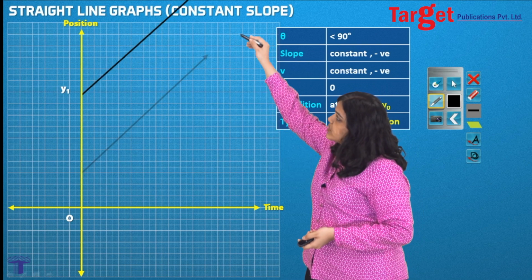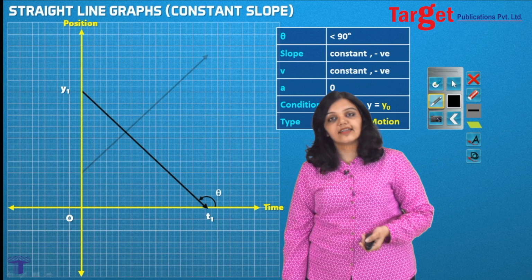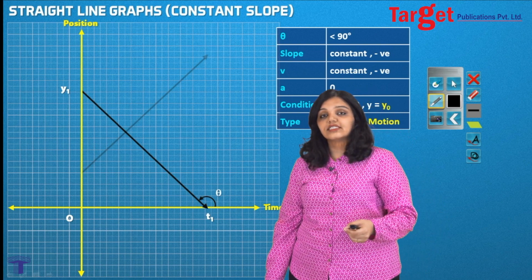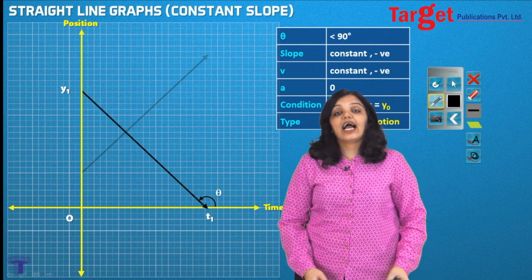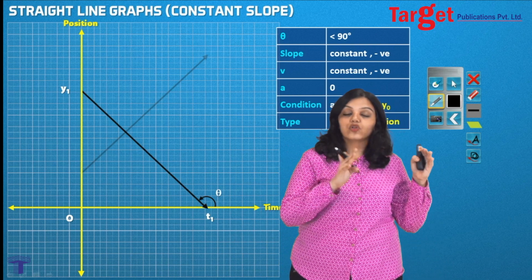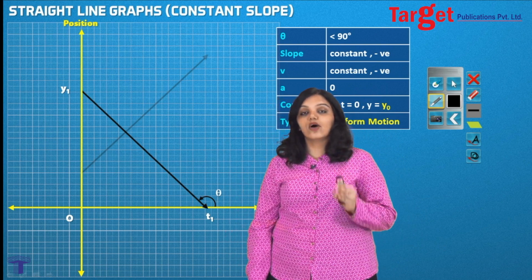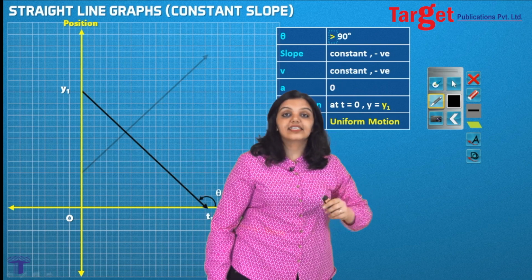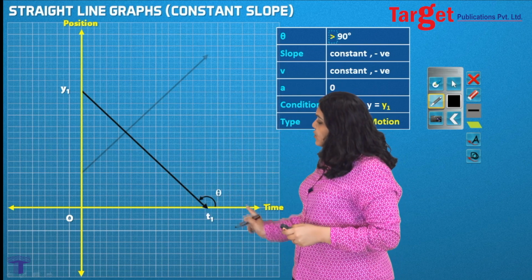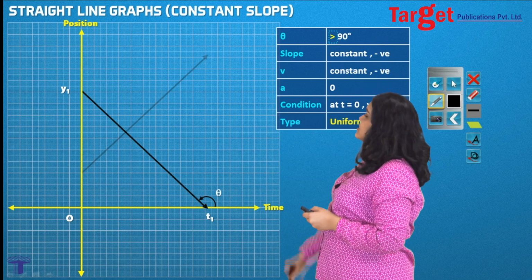What if I do this? Now you can see, is the graph still a straight line? Yes. Is the velocity still constant? Yes, because all straight lines have constant slopes and all position time graphs have the slope of velocity, and therefore in this case also the velocity is constant. But let's see what changes. First of all, the angle is no longer less than 90. In fact, it's greater than 90. You can see it's making an obtuse angle with the x-axis. So yes, the angle is greater than 90.